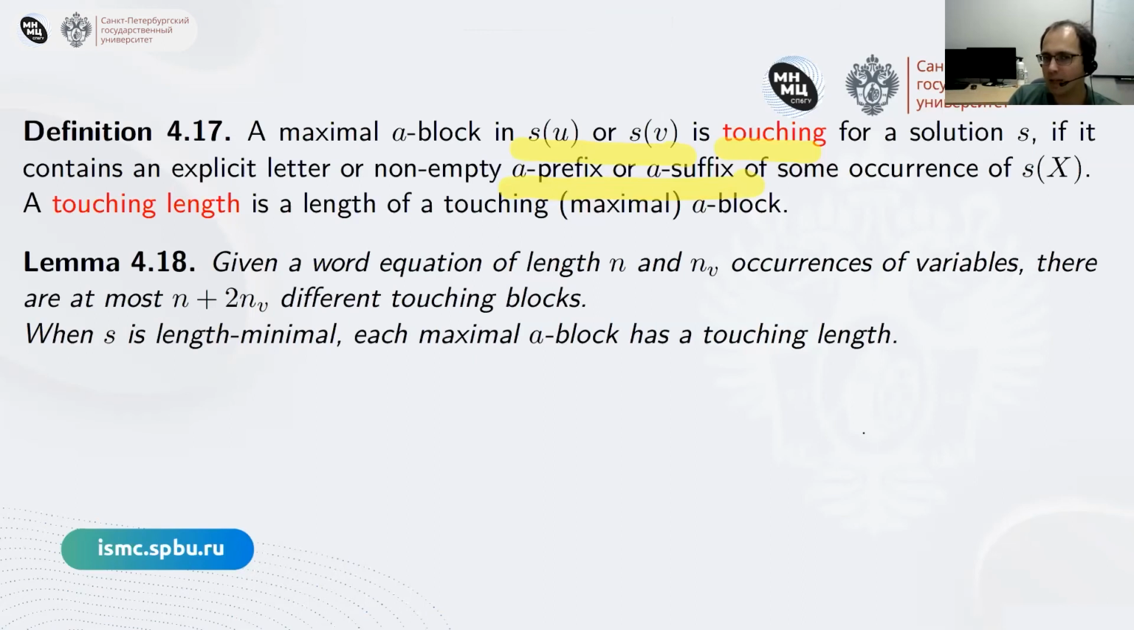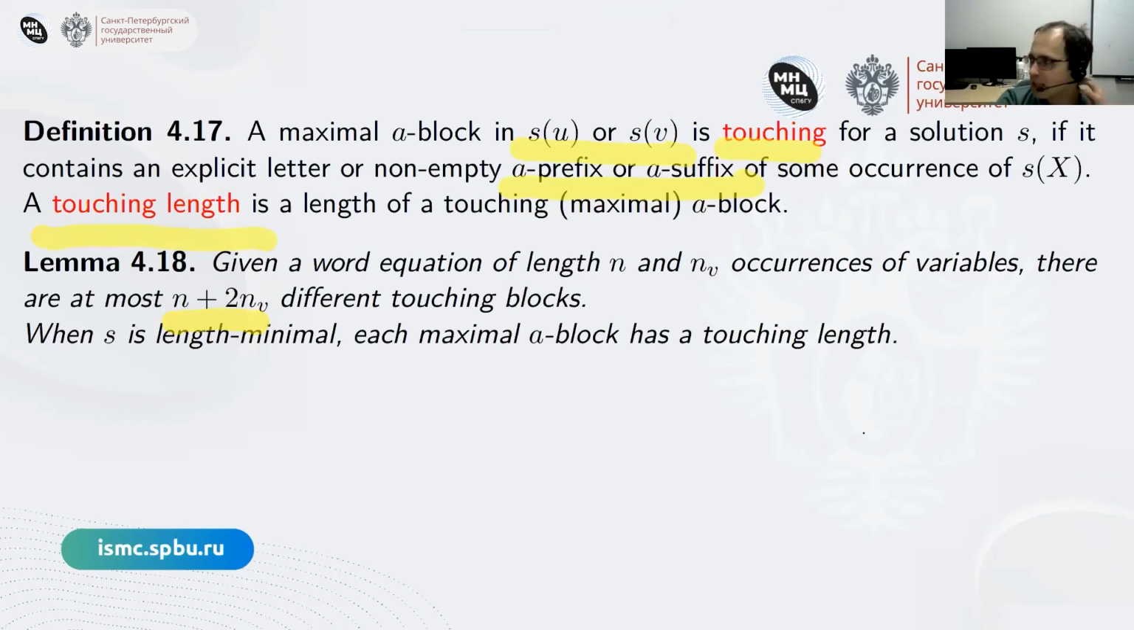Okay, so we want to speak about the blocks that can be observed, either because some of the letters are already in the equation, or because there are prefixes or suffixes, since they also affect the equation. And of course, the touching length is just the length of such a block. And of course, there cannot be too many such blocks, because they use some letters from the equation, or they use the prefix or suffix of the variable. So at most, the number of letters in the equation plus 2 times the number of variables.